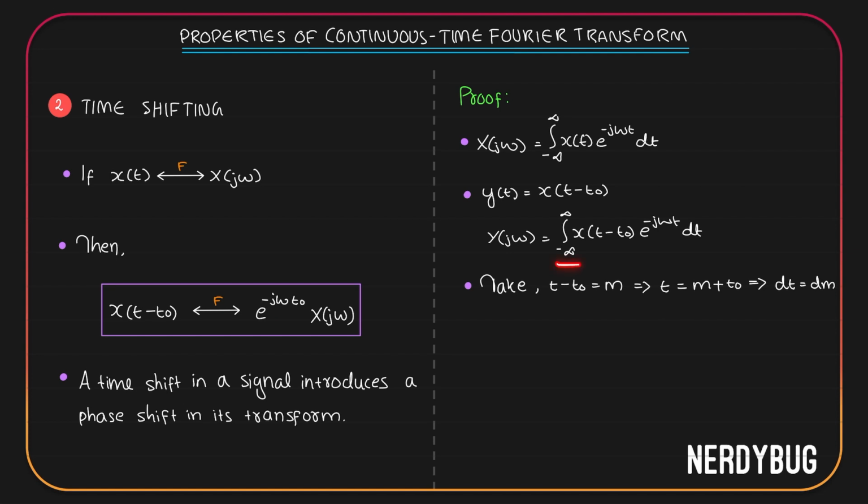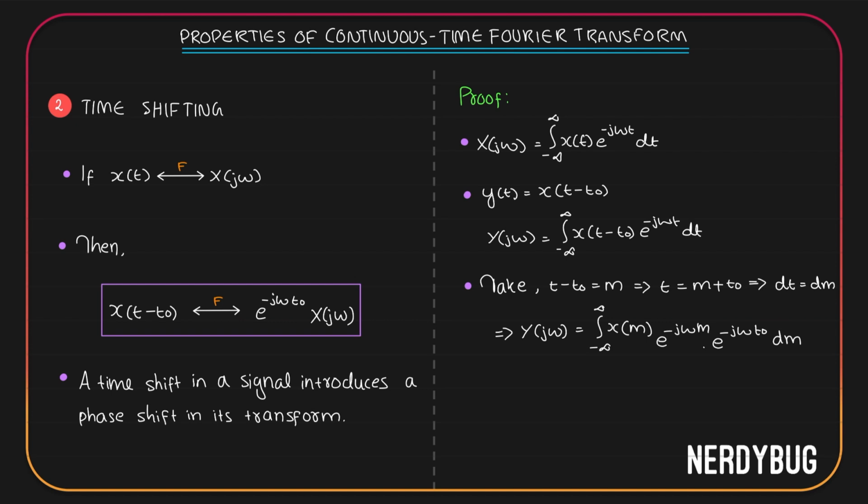Let's apply that in our equation for y of j omega. So y of j omega becomes integral from minus infinity to infinity x of t minus t naught is m, e raised to minus j omega t is now m plus t naught, dt is dm. Here we have e raised to minus j omega into m plus t naught. We can split it into two. e raised to minus j omega m multiplied by e raised to minus j omega t naught. Then the equation will become like this.